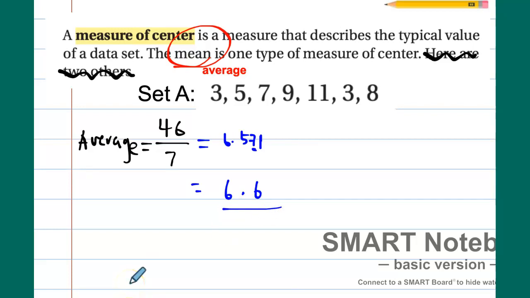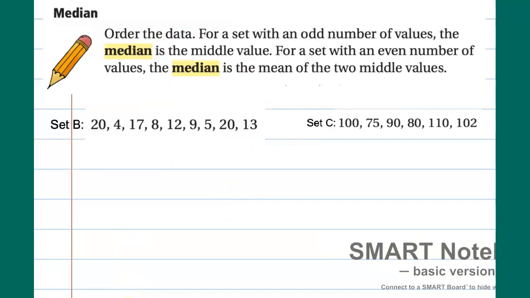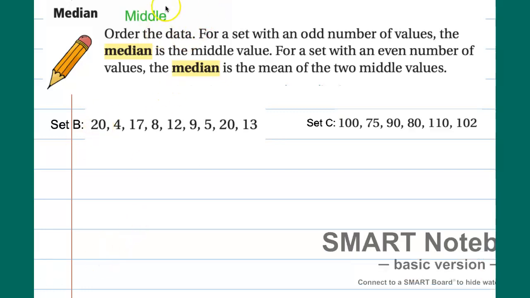Let's move on to the next measure of center. The next one is median. The other term we're going to be using for median is middle. But of course, when you find the middle, you have to arrange the data set in order from least to greatest. So order the data.